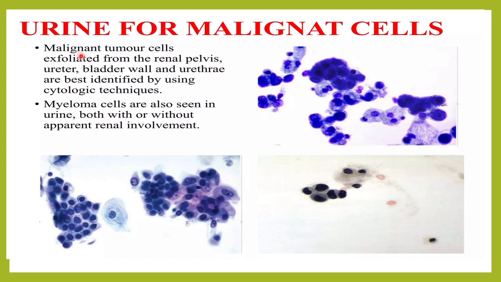We also examine the urine for tumor cells, malignant cells which are exfoliated. It could be from the renal pelvis, the ureter, the bladder wall or the urethra. They are usually best identified when we use cytologic techniques. Sometimes you even see myeloma cells in the urine, both with or without renal involvement.